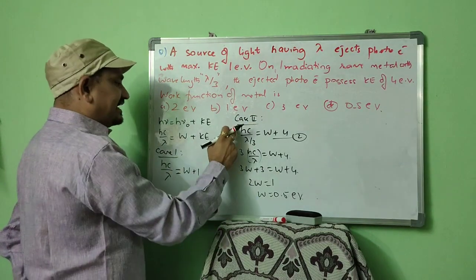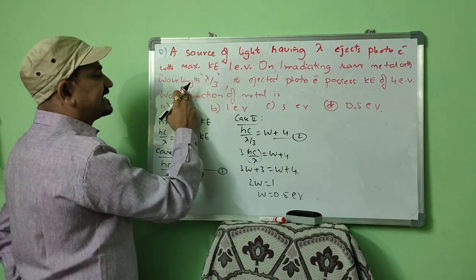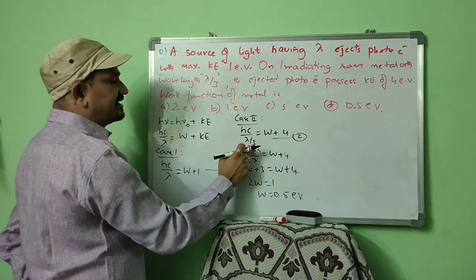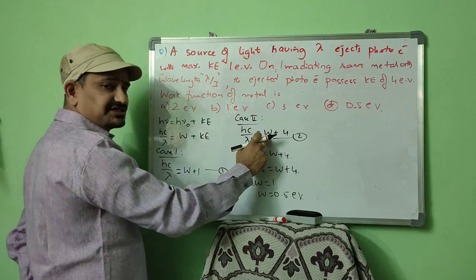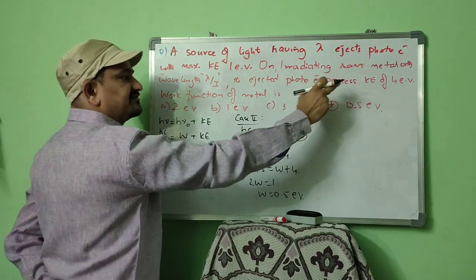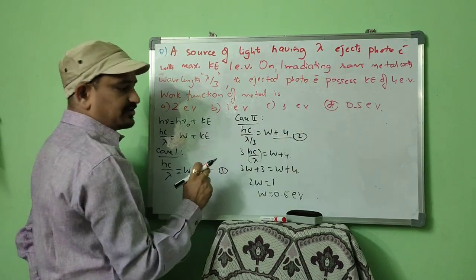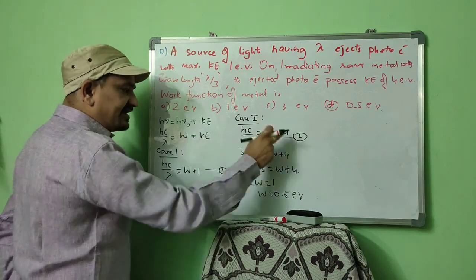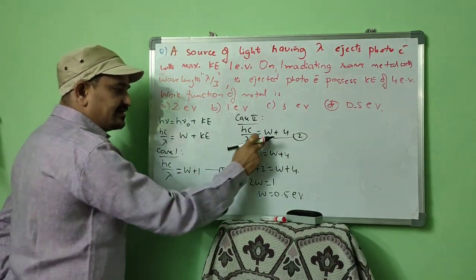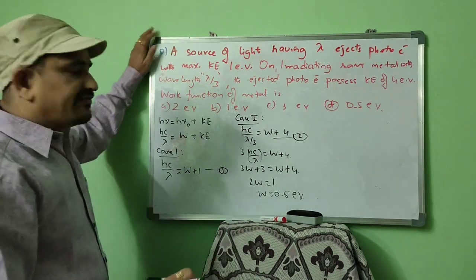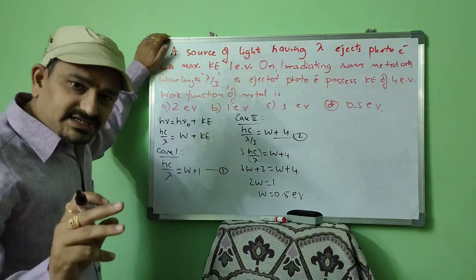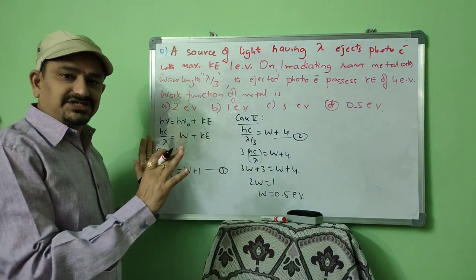Similarly, case 2 is Hc by lambda by 3. What's the second case wavelength? Hc by lambda by 3 is the wavelength, equal to work function, which remains same, plus kinetic energy of the ejected photoelectron, 4 electron volts. Now, simplifying these two equations, we are getting work function as 0.5 electron volts. Understood? So, this is second question.